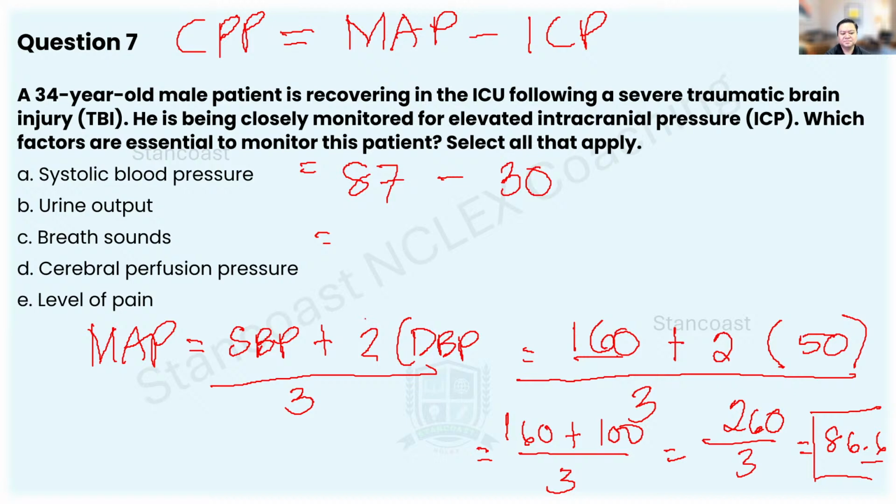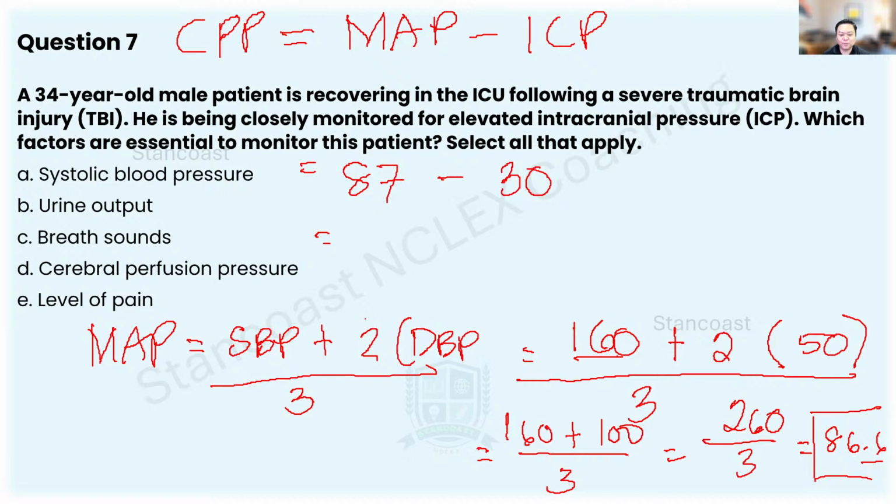So your difference would be what? So that is about like 50, hang on a sec. 87 minus 30. So that is 57, right?